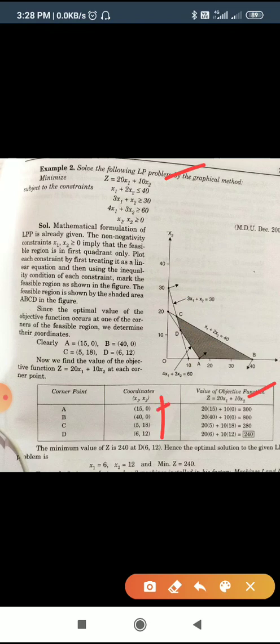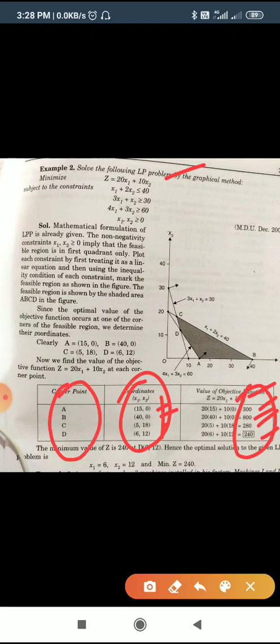At A, x is 15 and y is equal to 0. Put in the objective function, then we get 300. Second, we put x is equal to 40 and y is equal to 0, then we get 800. Third, at C, x is equal to 5 and y is equal to 18. This gives 280. At D, x is equal to 6 and y is equal to 12. We put, then we get 240. These are the values of z at these coordinates.